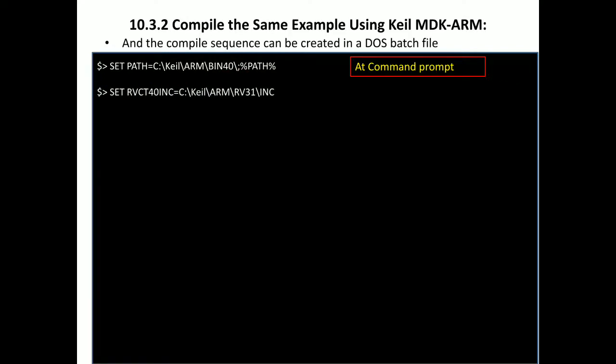The next command is to set the inc value. Next, set the library: inc path, library path. Next, set the type of CPU. What type of architecture are we using? Cortex M3. Cortex M3 is the architecture, right? The CPU type is Cortex M3.